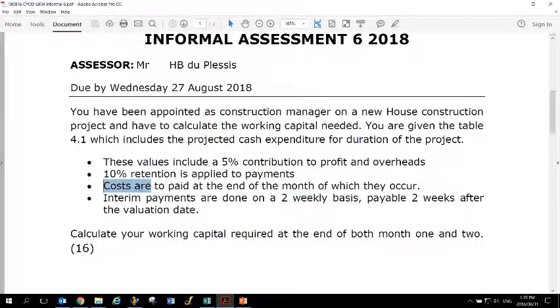Because this might have thrown you off a little. So then the final question is calculate your working capital required at the end of both month 1 and 2. Okay, so working capital is your outflow of money minus your inflow. Okay, so I think that's fairly straightforward.